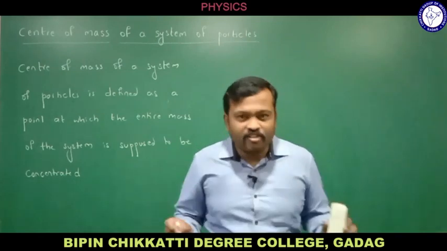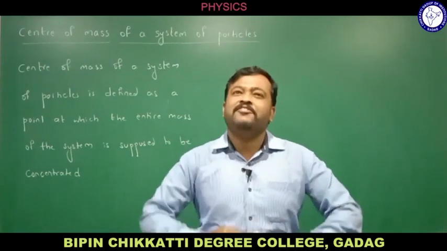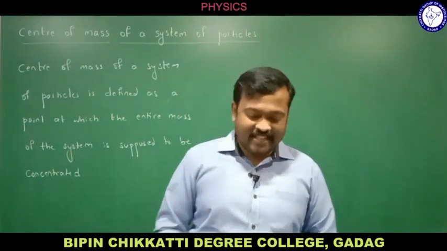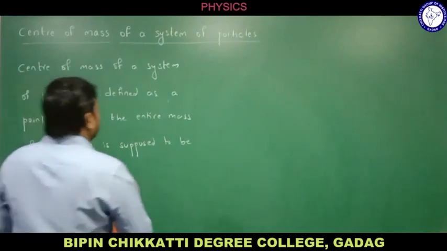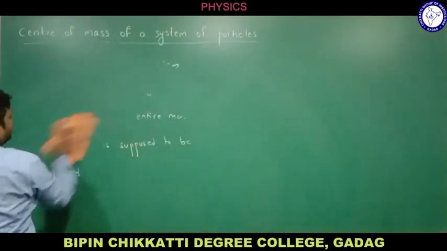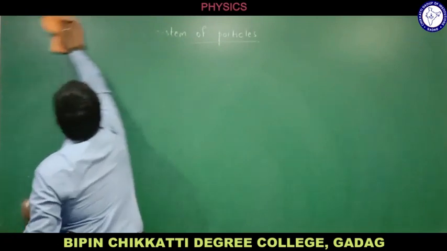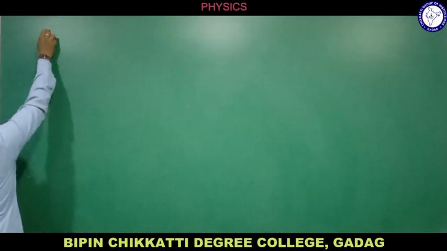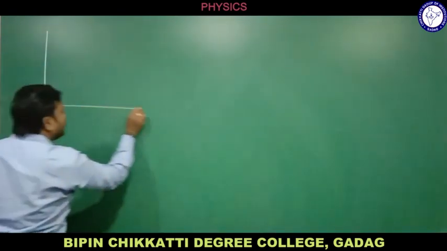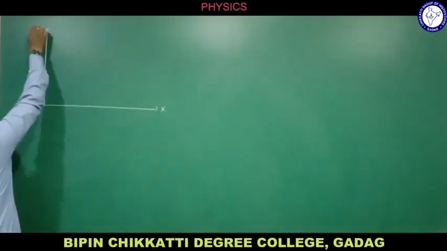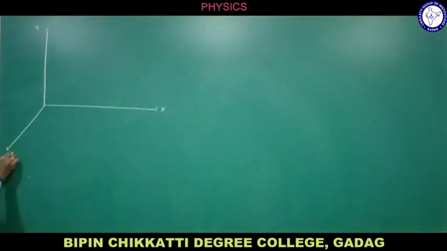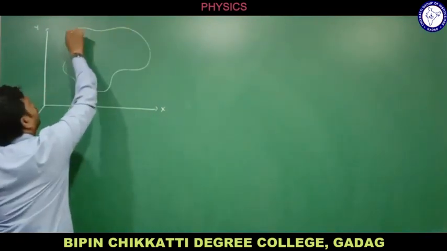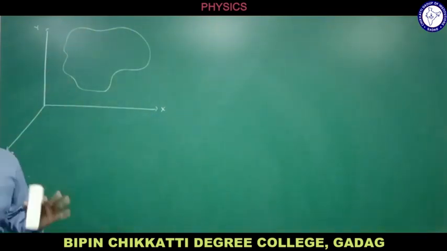Do you understand? Center of mass is a point at which the entire mass of the body is supposed to be concentrated. Now, let us consider a system of particles and find the equation for the center of mass. So this is the definition. Now let us check it out. Let me consider this is the x-axis, this is the y-axis, and this is the z-axis. Let me consider a system of particles. So this is a body. There are many particles here, right?